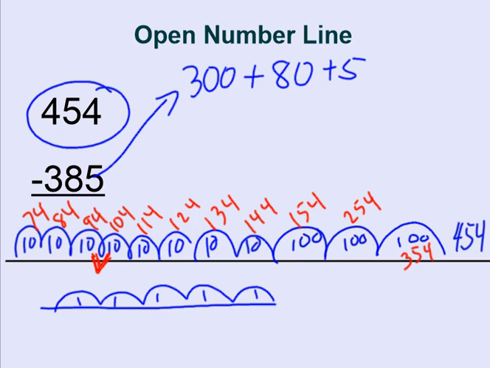So then they're at 74. Now they need to count back ones. 73, 72, 71, 70, and 69. Now, it really is inefficient, but this method works for kids at this age, and it helps them build a conceptual understanding.